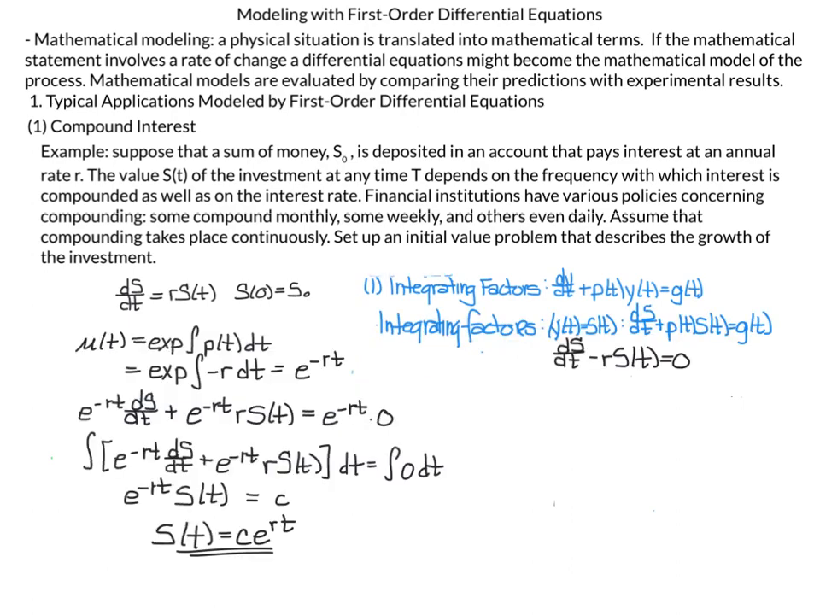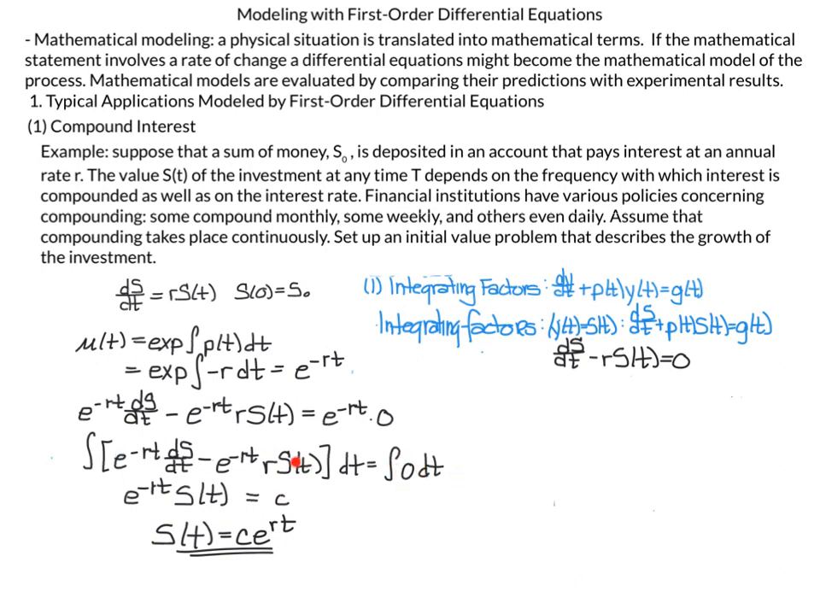Starting with our integrating factors, where we identified p(t) as negative r, my mu of t is equal to e to the integral of minus r dt, which is equal to e to the minus rt. Then I can multiply my differential equation by my integrating factor. So I have e to the minus rt dS/dt minus e to the minus rt r S(t) is equal to e to the minus rt times 0, because I've moved this over. So actually this should be a minus. So here's my equation. I can integrate both sides. This side just becomes c.